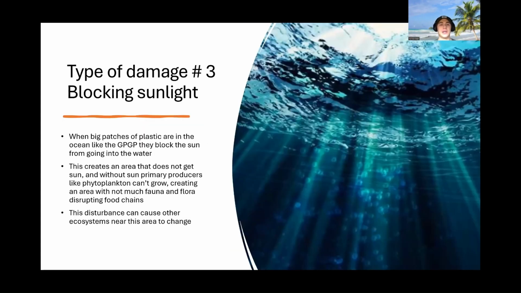Type of damage number three, blocking sunlight. When big patches of plastics are in the ocean, like the Great Pacific Garbage Patch, they block the sun from going into the water. This creates an area that does not get sun, and without sun, primary producers like phytoplankton can't grow, creating an area with not much fauna and flora, disrupting food chains. This disturbance can cause other ecosystems near this area to change.